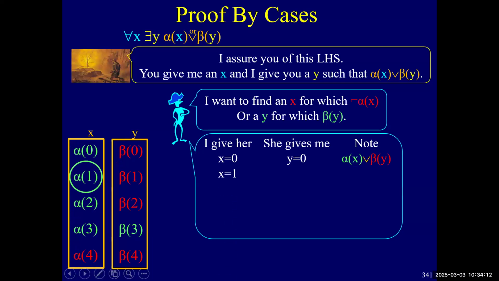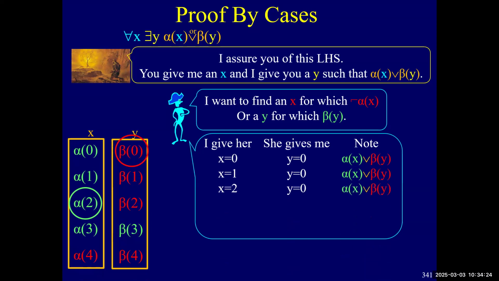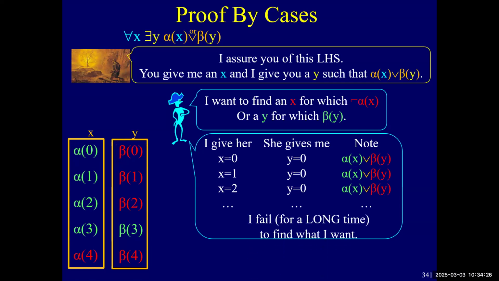So I try again. I give her this X. Well, she can keep giving me the same Y, right? I can keep going through these X's and she keeps giving me Y's, right? So is this going to be helpful? Well, it certainly won't be helpful. It's going to take a long time, right? I'm going to have to go through all the X's. In fact, there might be an infinite number of X's, in which case this is really not very useful, right?